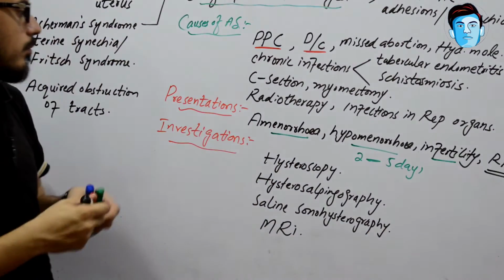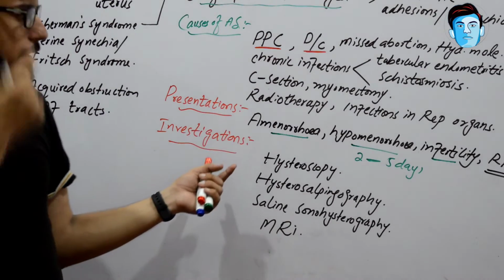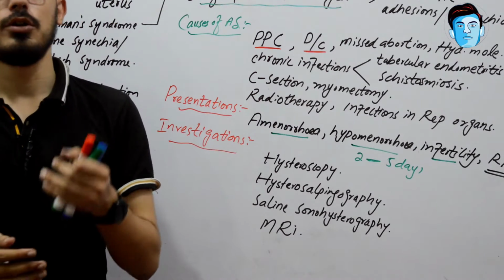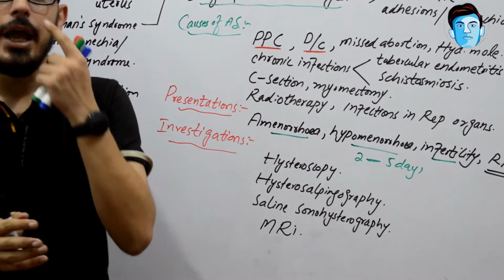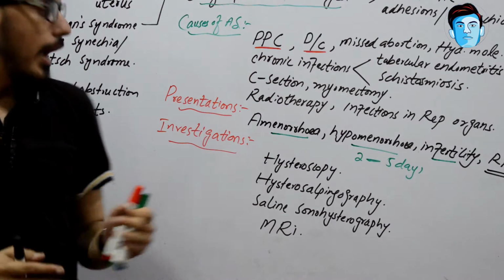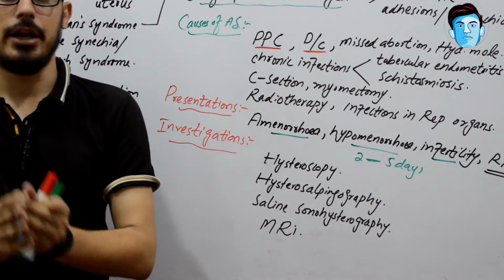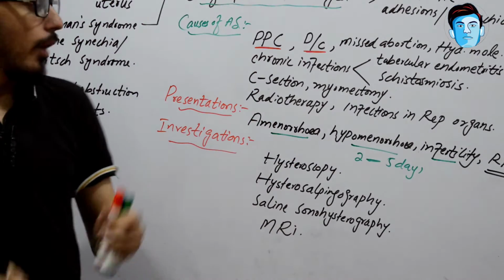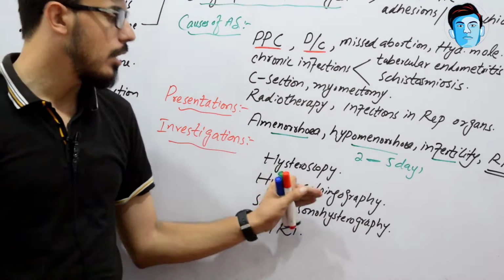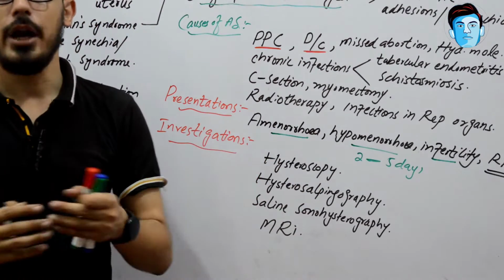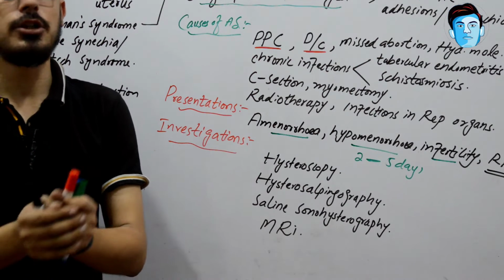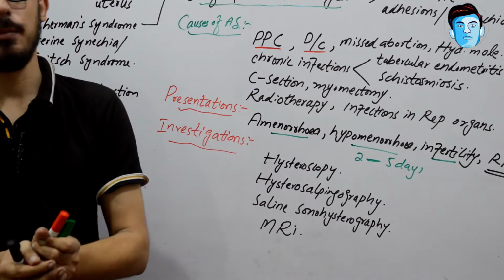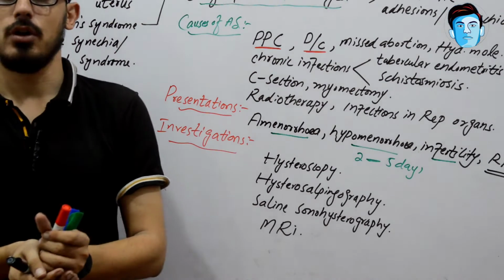So what are the diagnostic modalities for Asherman syndrome? The first one is hysteroscopy. In hysteroscopy we introduce the endoscope into the uterus in order to visualize the synechia, and hysteroscopy is considered the investigation of choice. The reason is that it is diagnostic plus therapeutic. On the other hand, in hysterosalpingography we introduce radio-opaque dye into the uterus in order to visualize the synechia with the help of X-ray, and it usually gives the appearance of a honeycomb.